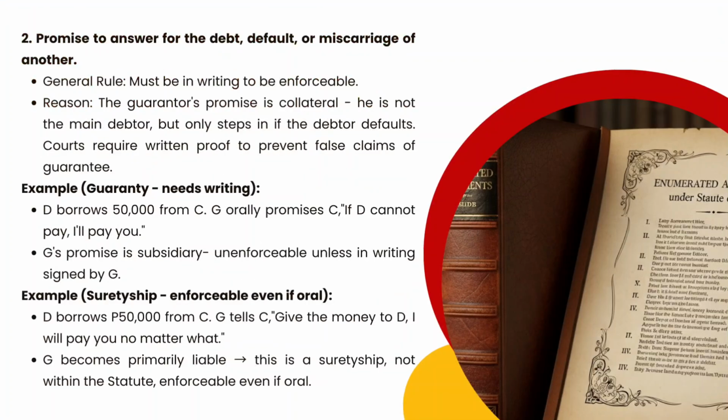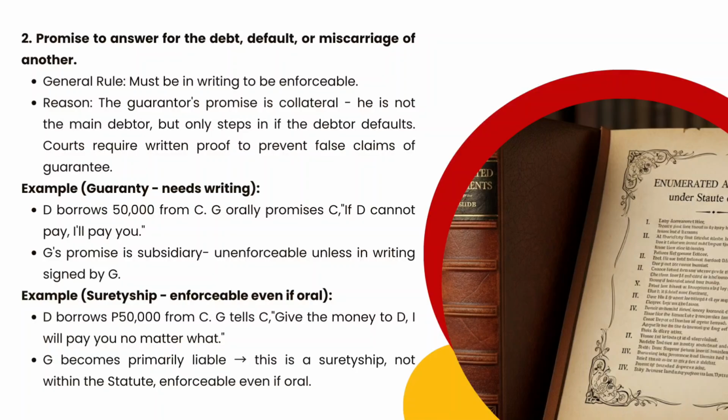2. Promise to answer for the debt, default, or miscarriage of another. Example: D owes C 50,000 with G as guarantor. Here, G has a special promise to answer for the debt of D in case D fails to pay the same. This promise is unenforceable unless it is in writing signed by G.